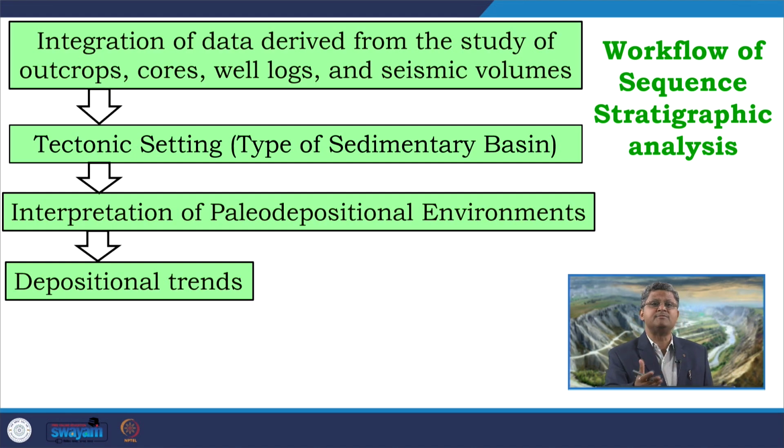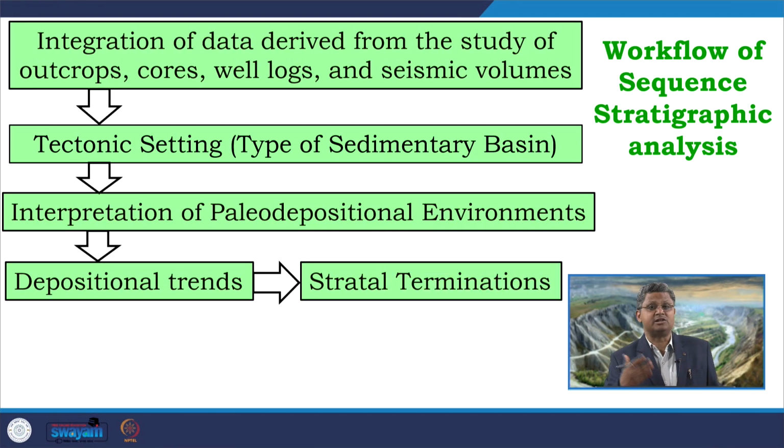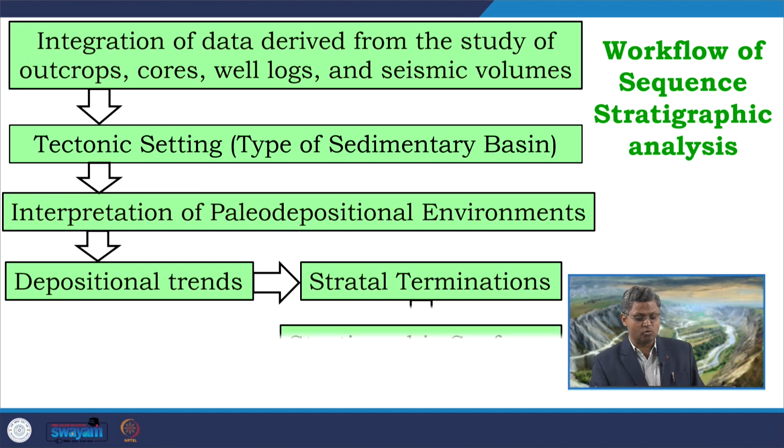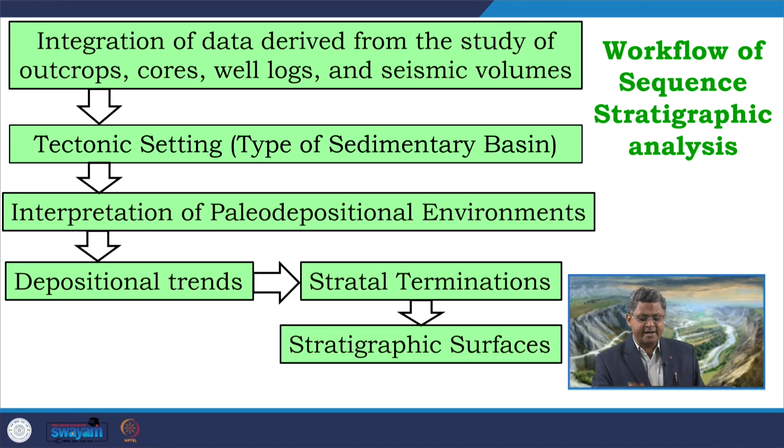So, there again comes the role of large scale outcrops, there again comes the role of seismic profiles and definitely the well logs. So, we talk about the stratal terminations, which can be very easily observed in seismic profiles and also can be observed in large scale outcrops. When we identify the stratal terminations, that leads us to understand the different stratigraphic surfaces. When I am talking about stratigraphic surfaces, that means the sequence stratigraphic surfaces.